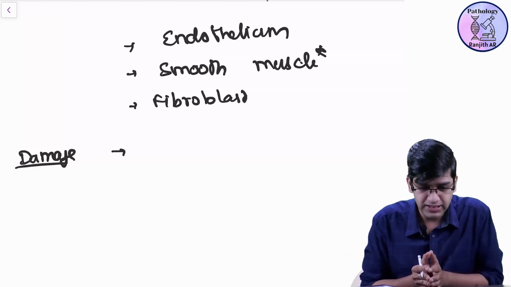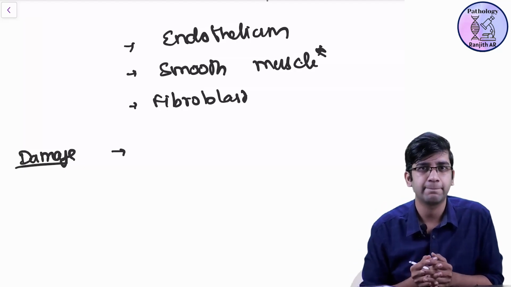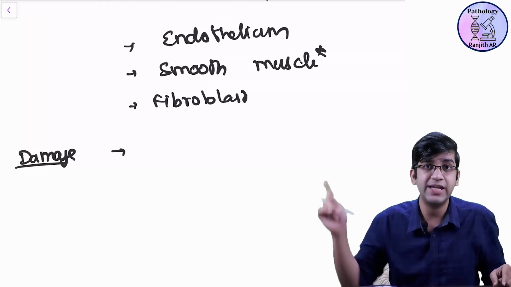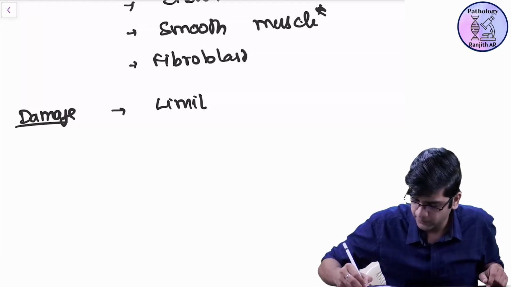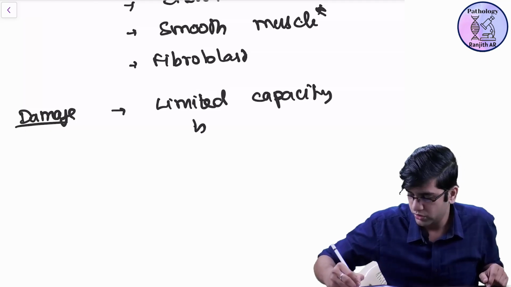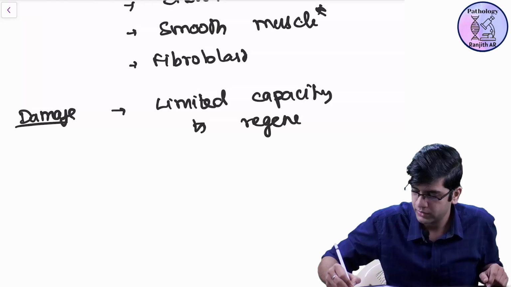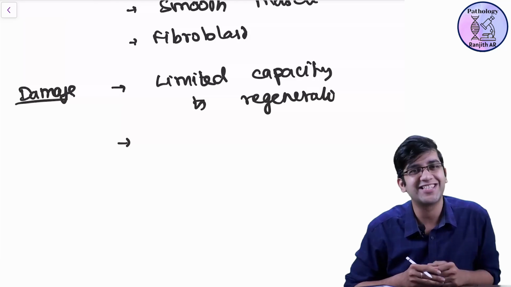When there's damage, I will have the capacity to regenerate, but very limited. I'll not have complete regeneration like what we had in labile cells. There is a limited capacity to regenerate. They will try to regenerate, but with limited capacity, and there's always an exception.